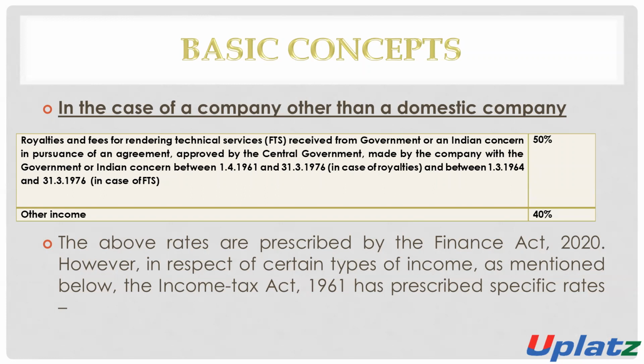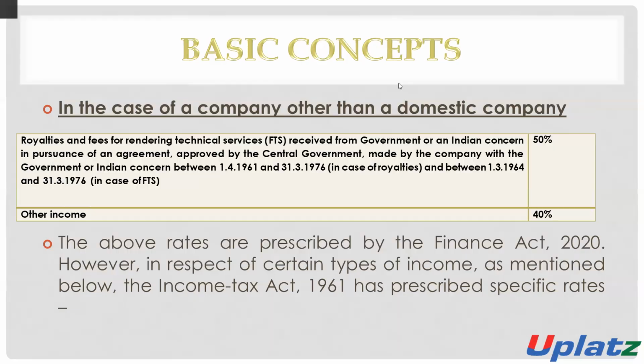then the tax rate will be 50%, and in the case of other income, it will be 40%. Means, in the case of a company other than a domestic company, if there is any income from royalty and fees for technical services from the government, it will be taxable at the rate of 50%, and all other income will be taxable at the rate of 40%.